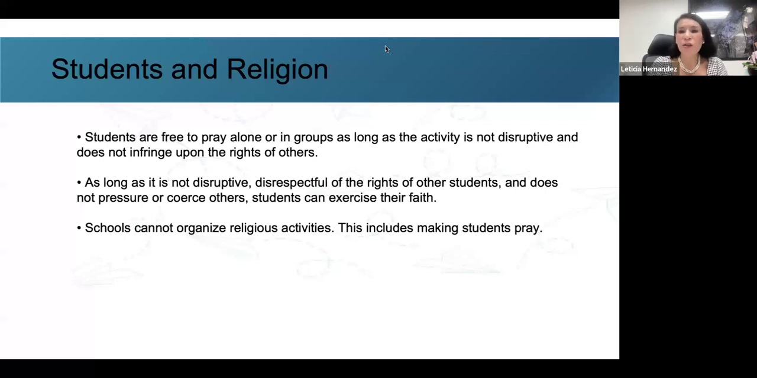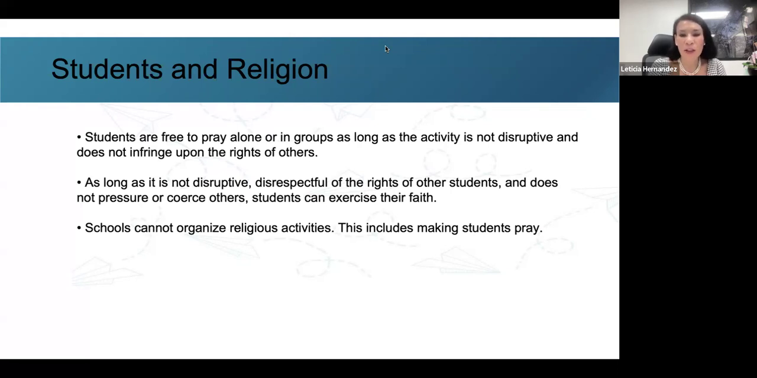So, students and religion. Students are free to pray alone or in groups as long as the activity is not disruptive and does not infringe upon the rights of others. As long as they have an area for praying, and they're not bringing others into it that don't want to be involved, then they can. It is not disrespectful of the rights of other students and does not pressure or coerce. Students can exercise their faith. You see this in a lot of our high schools, that children want to exercise their faith during their school day, and we have to give them the opportunity to do it.